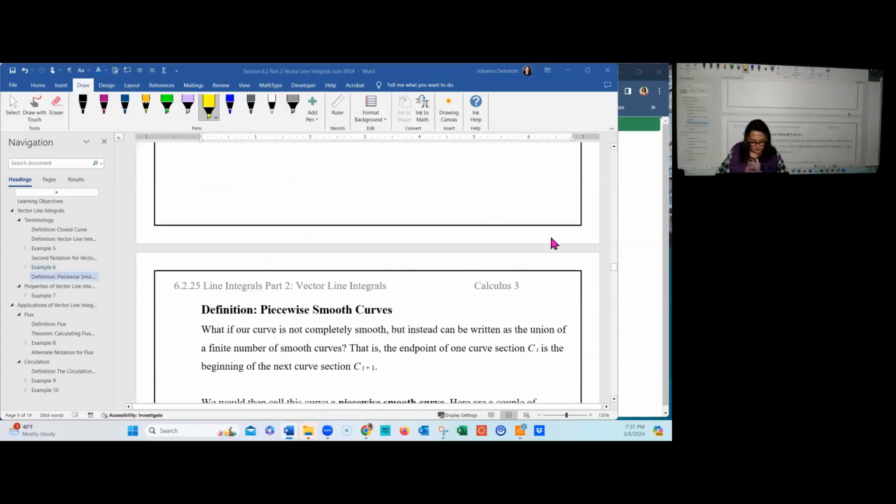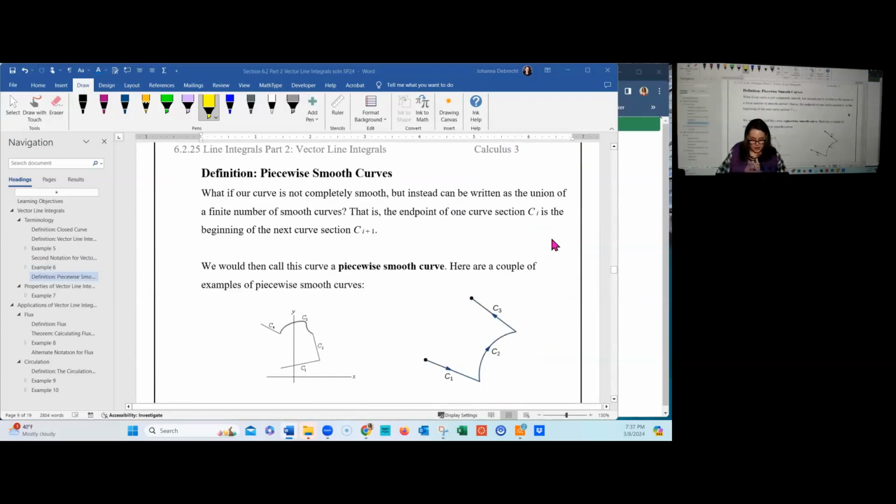Let's now take a look at what a piecewise smooth curve is before we take a look at more of the properties of vector line integrals. What if your curve is not completely smooth, but it has some locations where r prime of t might be the 0 vector or not exist? That is, what if you've got corners or cusps in your curve?